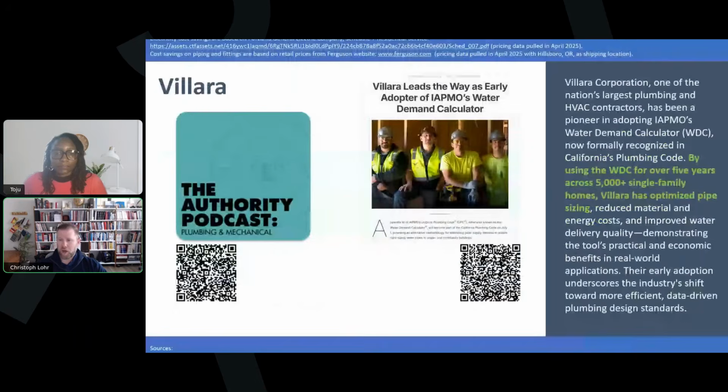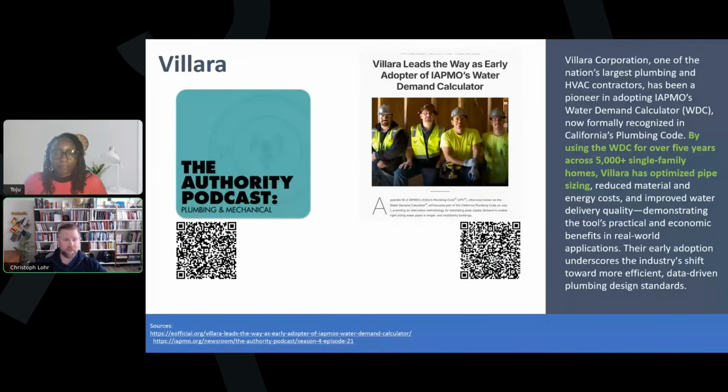Another example of successful use of the water demand calculator, especially in a single family and maybe even townhome style, is Velara. Velara is one of the nation's largest plumbing and HVAC contractors, and they've been pioneering the adoption of the water demand calculator now formally recognized in the California Plumbing Code, but they've been doing it preceding the official adoption.